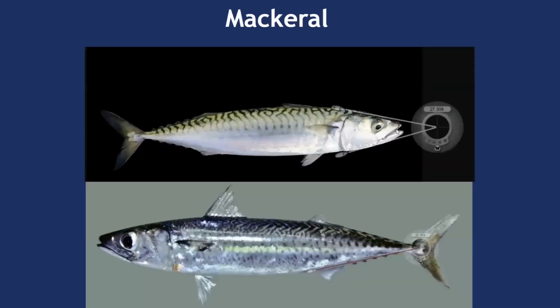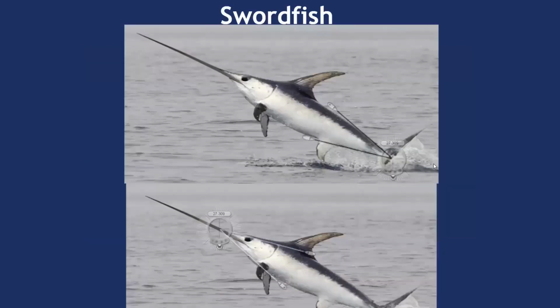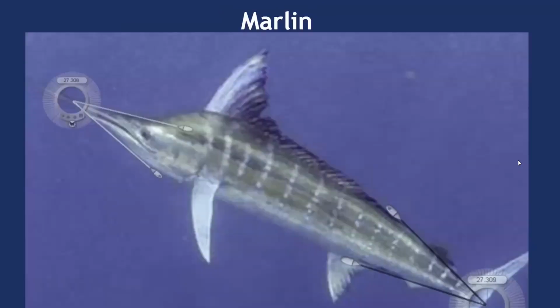Mackerel, I got pictures here where it shows up in both the front and the back of the fish. It's a very fast swimming fish. And then here's some larger fish, again amongst the fastest in the oceans. The swordfish has this geometry in both the front and the back of the fish, as does the marlin.